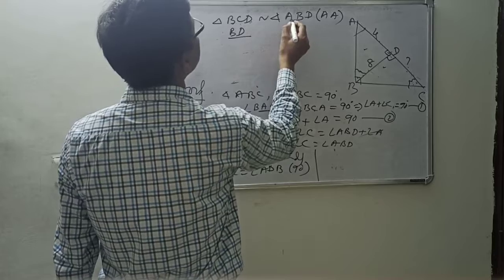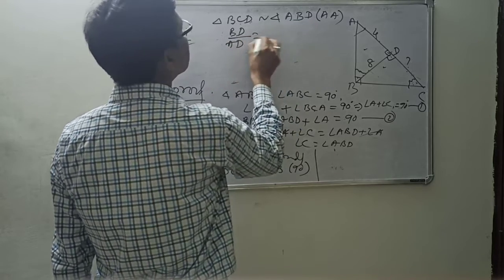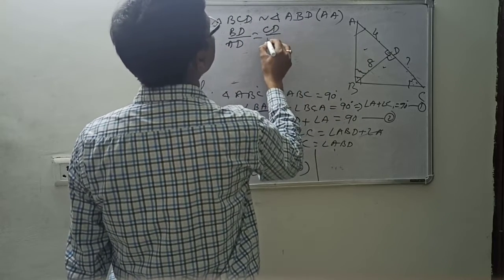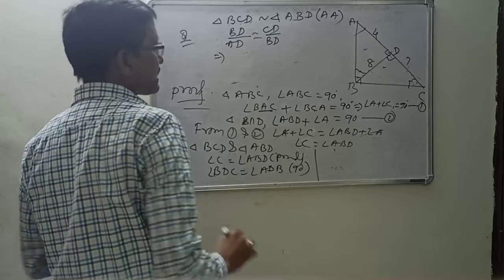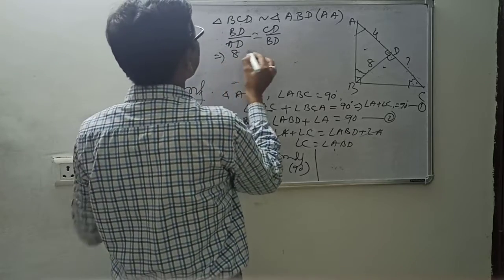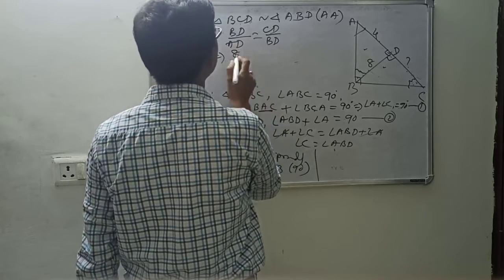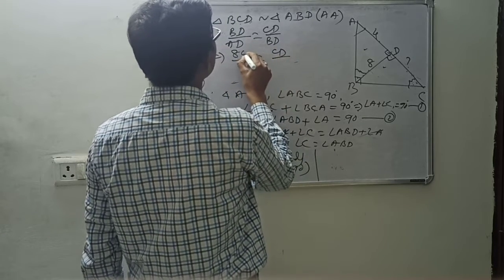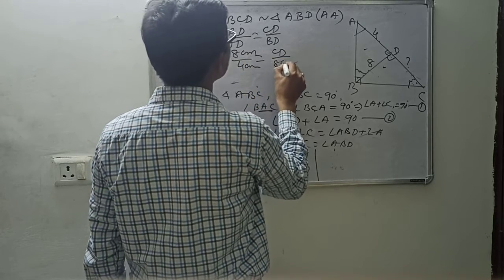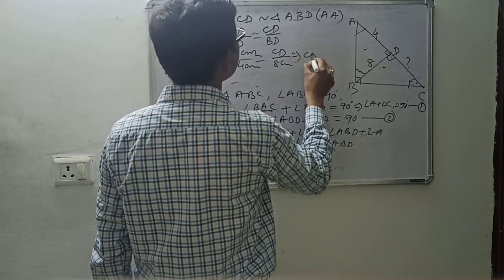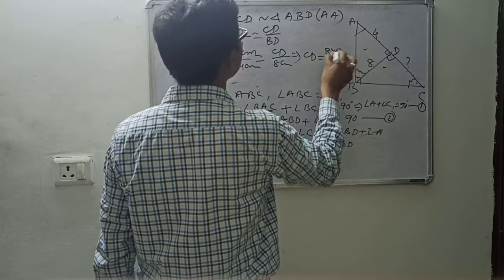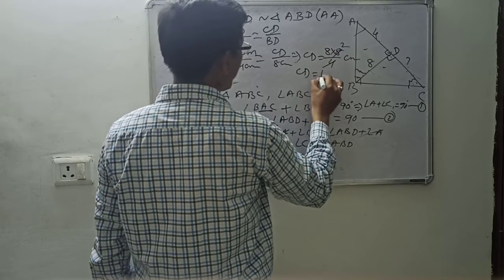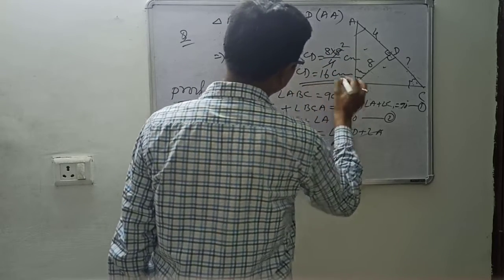Now you have to get which parts are given, for example BD. So BD by AD, first side, is equal to CD, to be found out, second, and BD is given again. So putting the measurements, 8 is given, 4 is given, CD is to be found out, all in centimeters. So ultimately CD equal to 8 into 8 by 4, in centimeters. So you are getting CD equal to 16 centimeter.